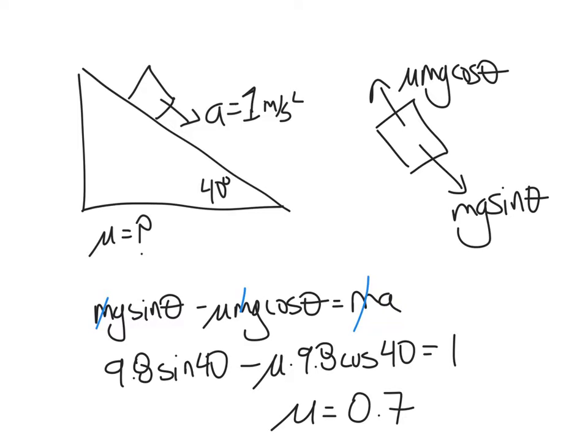And for the second example, I drew a diagram, listed the given information, and drew the free body diagram. Again, net force equals ma, and so solving gives a coefficient of friction of 0.7. Again, a reasonable value.